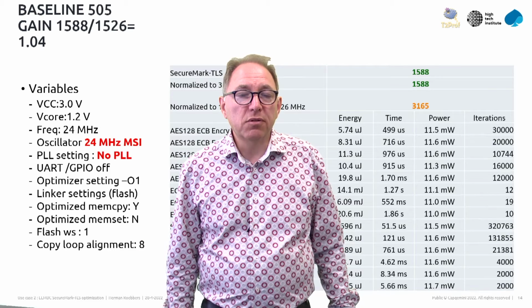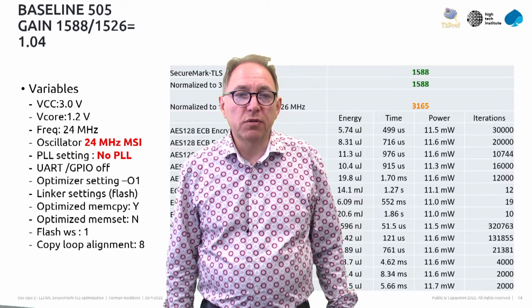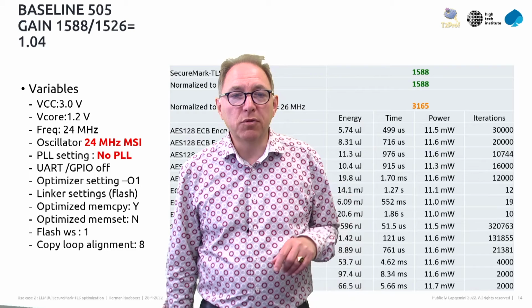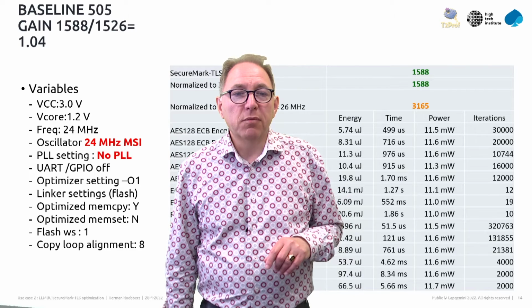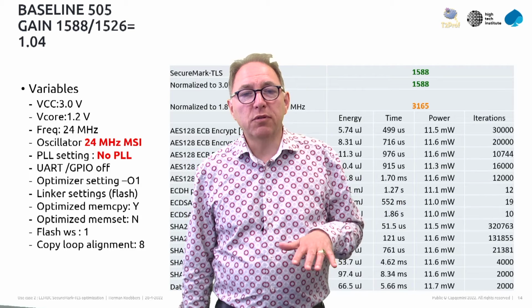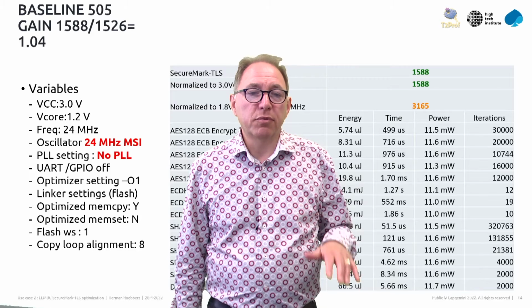The next step is to change the oscillator to a 24 megahertz medium speed internal oscillator, and then we don't use the frequency multiplier. But that means that we don't run at 80 megahertz anymore, but we run at 24 megahertz, and that saves also 4% of energy.